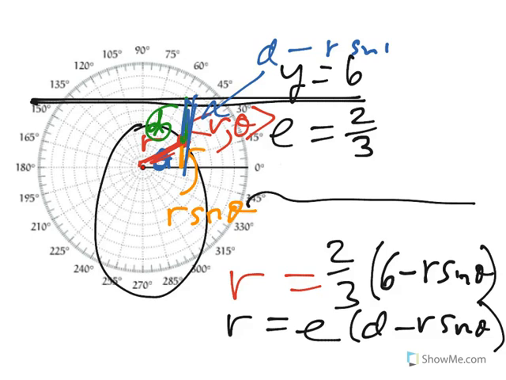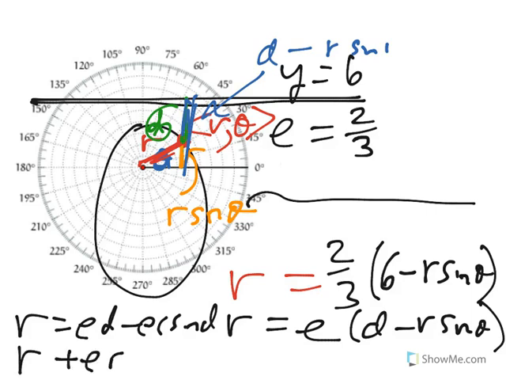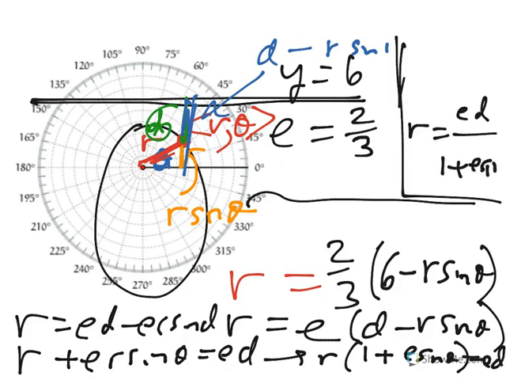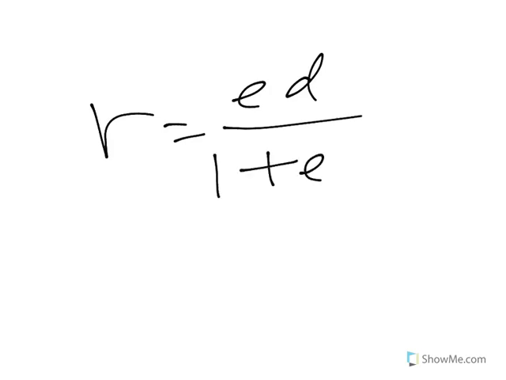And then I multiplied through: ed minus er sine theta. And then I moved over the er sine theta. And then I factored out the r. And then I divide both sides by 1 plus e sine theta. I would end up with r equals ed over 1 plus e sine theta. So the only difference between this and the last case is that it's a plus instead of a minus.